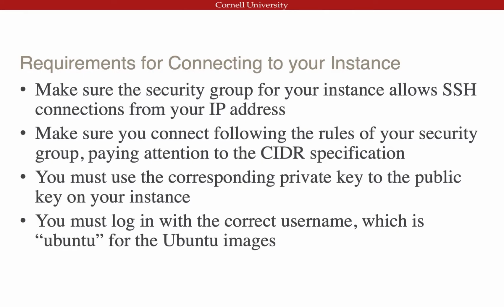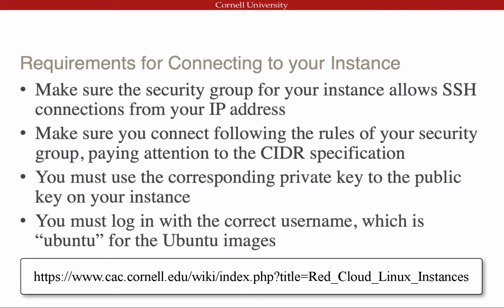Second, you want to make sure you connect following the rules of your security group, specifically paying attention to the CIDR specification you specified. In previous videos, we used CIDR specifications that only allowed Cornell VPN users to connect. So you're going to want to make sure you first connect to your Cornell VPN before you connect to your instance. Third, you need to use the corresponding private key to the public key that you used on your instance. Lastly, you need to log in with the correct username, which is Ubuntu for the Ubuntu images. For other images, you can follow the link displayed here in order to get those usernames.